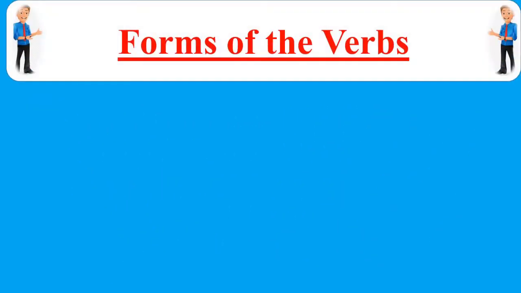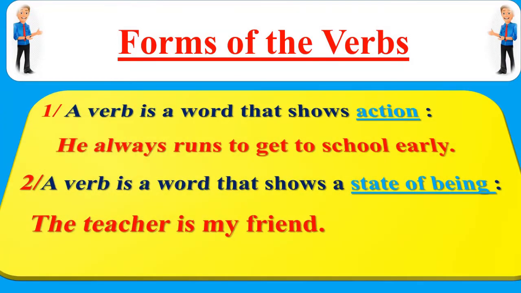So what are the forms of the verbs in English? A verb is a word that shows action. For example, he always runs to get to school early.